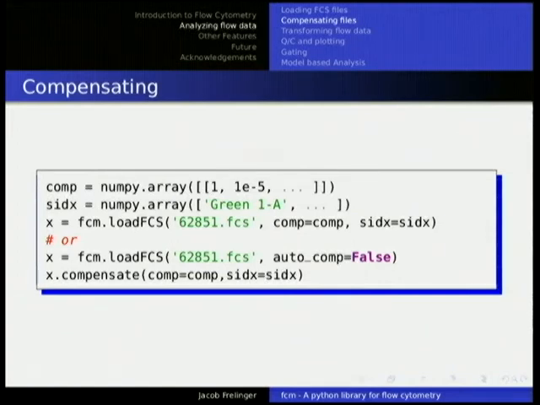Given then, if you have a compensation matrix and what laser colors each channel of that is associated with, you can then apply compensation at load time, or you can apply it later. The metadata inside the FCS file often has a spillover matrix. And if you don't ask for anything in particular, it will just apply that one if it's there.